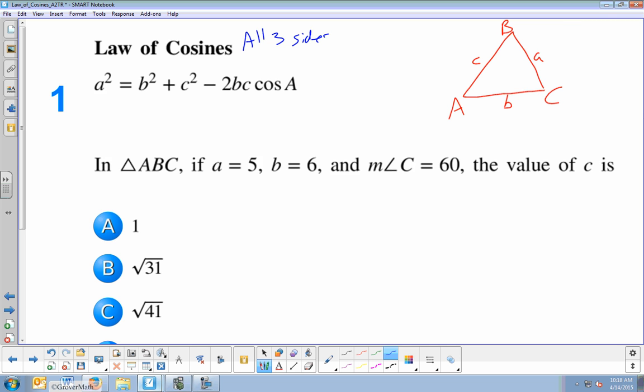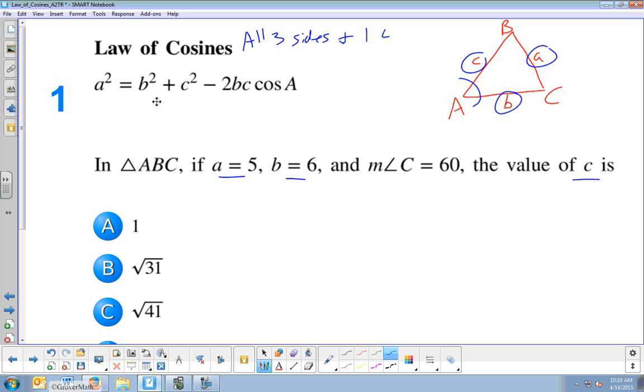Now, when I say all three sides are involved, that does not mean that you have all three sides. It means that they're involved. You will have at least two, but maybe you're finding the third. Like in the example here, we have side A, side B, but we're finding side C. But all three sides are involved and only one angle. So if your problem involves three sides and one angle, there's really only two ways that it could go. It could be given three sides, find one angle, or it could be given two sides, one angle, find the third side. But this formula is using side A, side B, side C, and angle A.